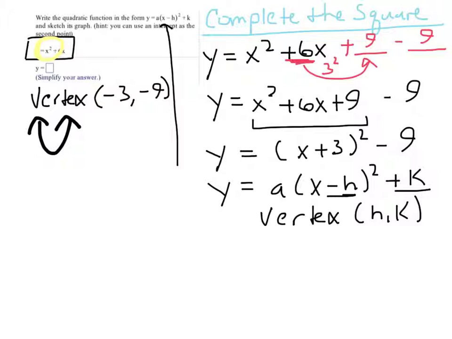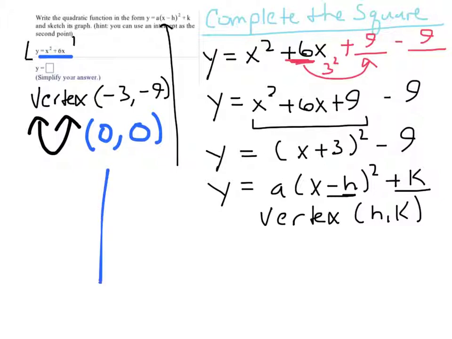And then I look for one other point on the parabola. So for instance, we have y equals x squared plus 6x. I could choose an ordered pair. It could be any ordered pair, but let's go ahead and choose a 0. If I plug a 0 in here for x, I'll get a 0 back out for y.